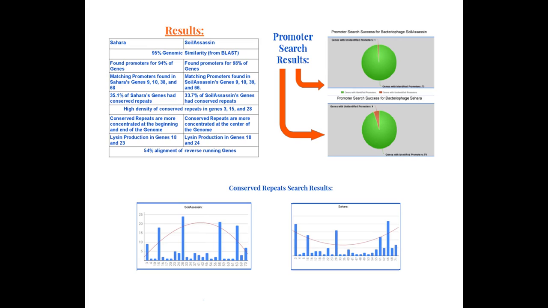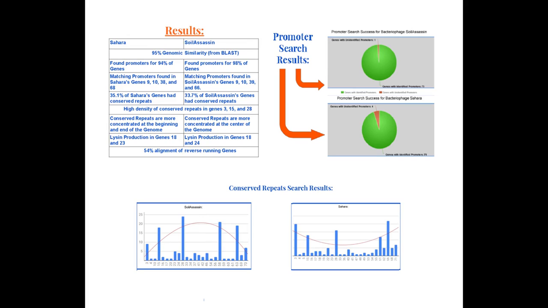We found that 7 out of 13, or 54% of our reverse gene strands match up. Genes 30, 31, 32, 33, 35, 37, and 39 match between our phages, whereas genes 29, 38, 40, 41, 42, and 43 do not. After running our genomes through BLAST, we found that our genomes are 95% similar. This tells us that genetically, Sahara and SoilAssassin are nearly identical.